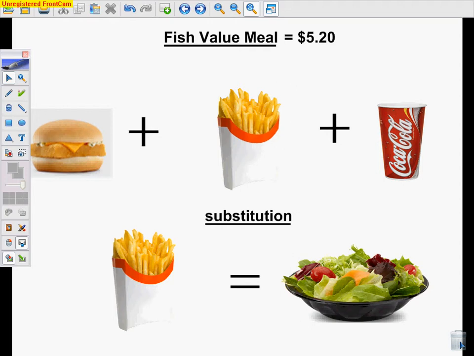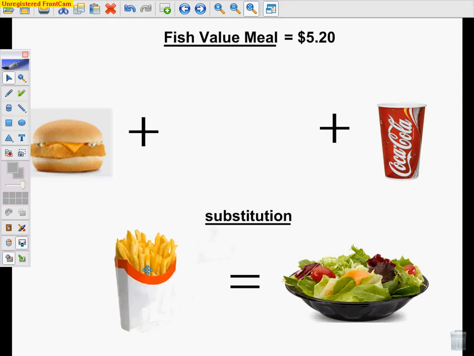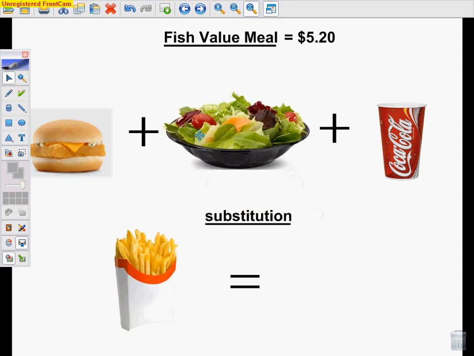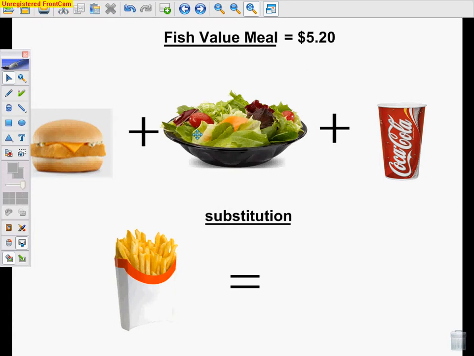Now, when you do a substitution, you replace two things that are of equal value. So instead of the fry, now I can get a side salad. And the cost would still be the same because those are of equal value. All right. Now notice that you can't get both the fry and the side salad. You get one or the other because those are equal to each other.